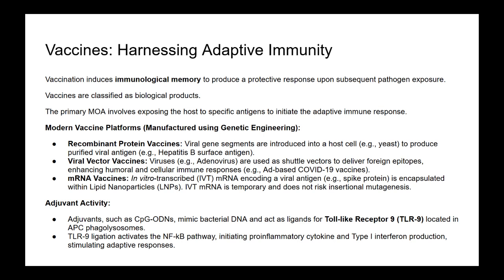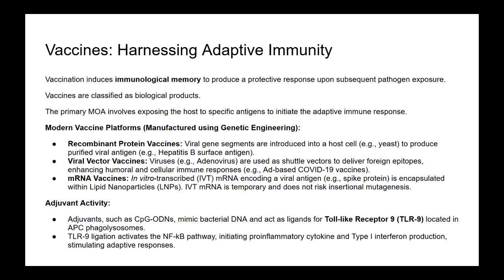Vaccines are categorized as biological products. The main mechanism through which vaccines work involves exposing the individual to specific antigens. This exposure prompts the activation of the adaptive immune response, which is crucial for establishing long-lasting immunity. Traditional and recombinant vaccine platforms involve various methods of manufacturing vaccine antigens through genetic engineering technology. Recombinant protein vaccines are produced by inserting a segment of a viral gene into the genome of a host cell, such as a yeast cell.